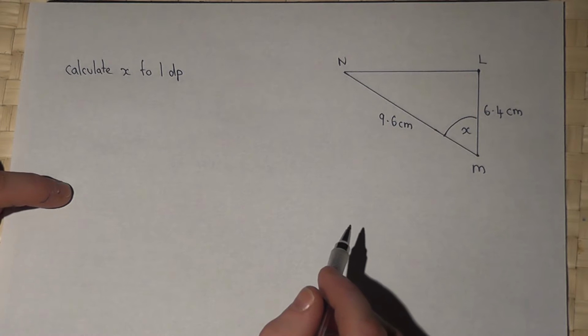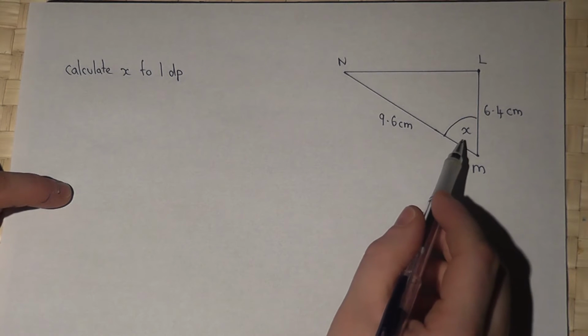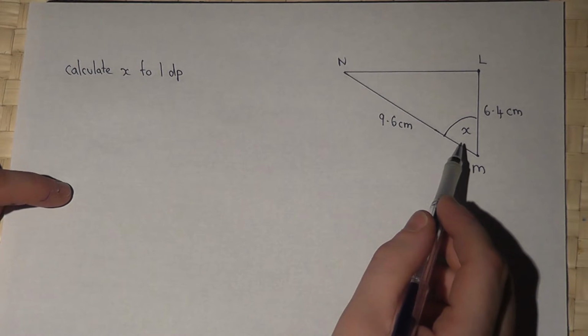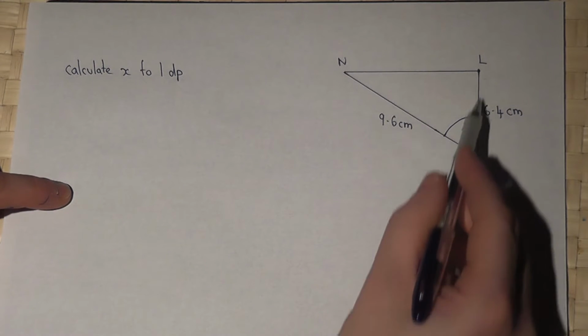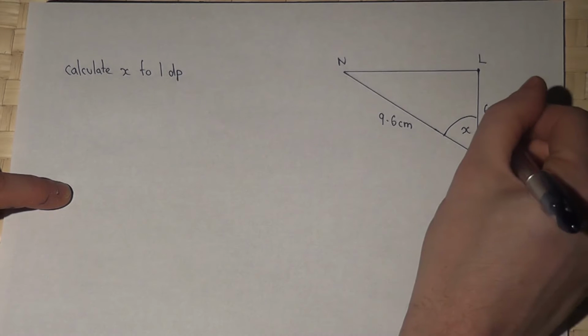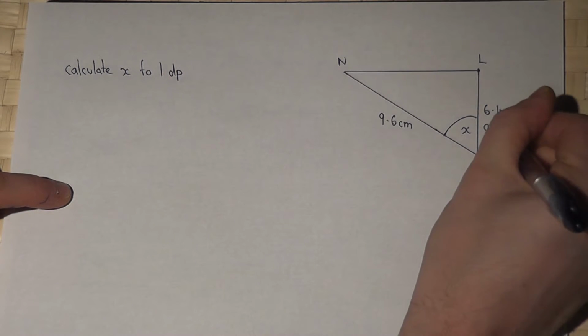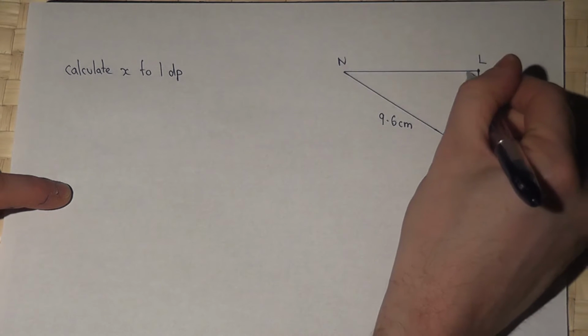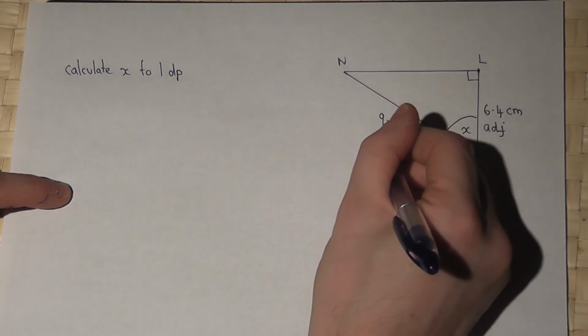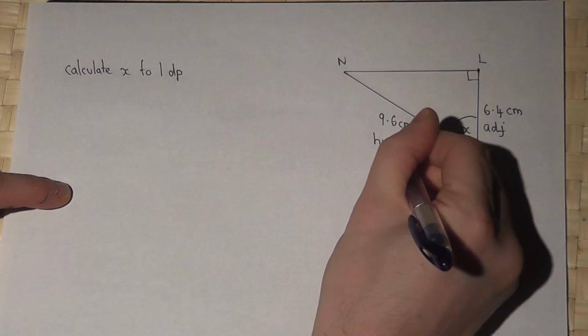In this question we're asked to find angle x to one decimal place. Now we're given two sides. Now this side here is next to, so is adjacent to the angle. This side here is opposite this given right angle. So that one is the hypotenuse.